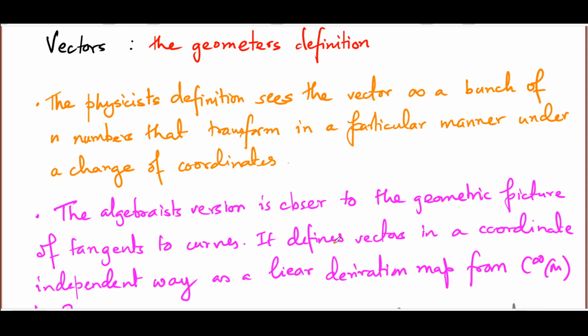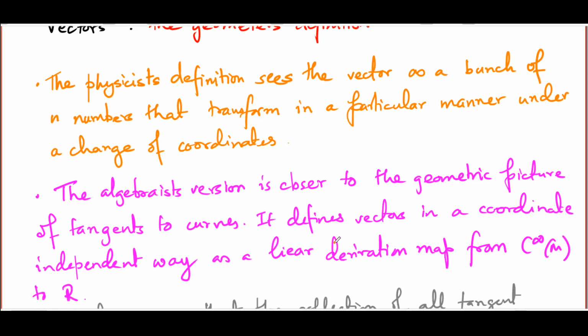One, not so much in great detail in this course, but this I assume is familiar to most physicists. The physicist definition sees a vector as a bunch of n numbers, if you are talking of n-dimensional vectors, that transform in a particular manner under a change of coordinates. On the other hand, the algebraist's version is quite close to the geometric picture of tangents to curves, but it uses the tangents to curves to finally define vectors in a coordinate-independent way as a linear derivation map from C infinity M to R.